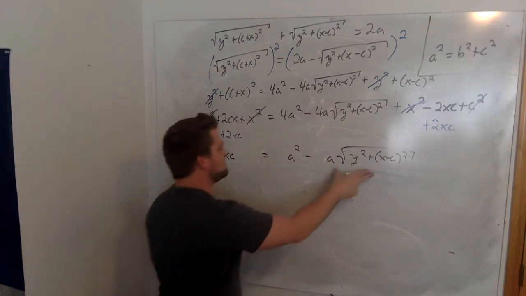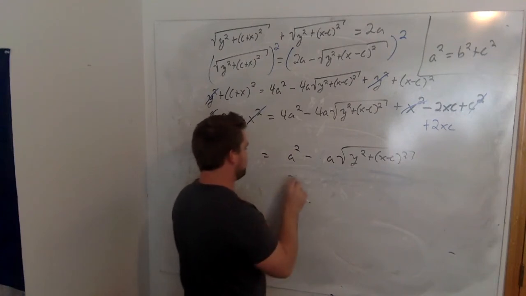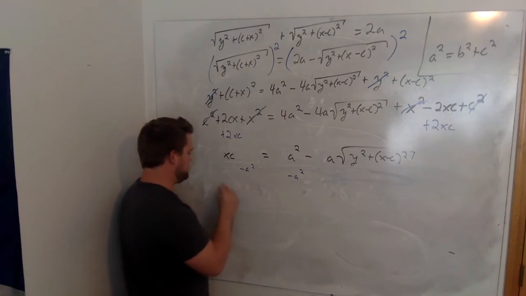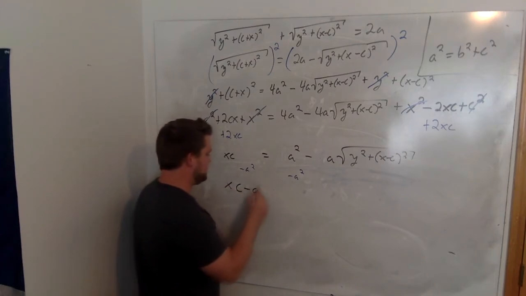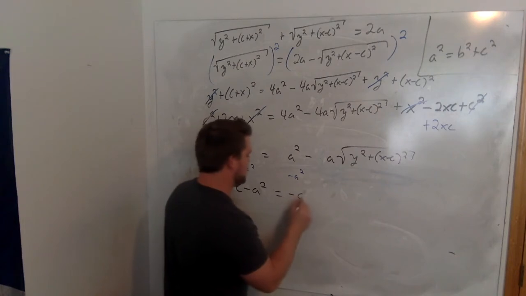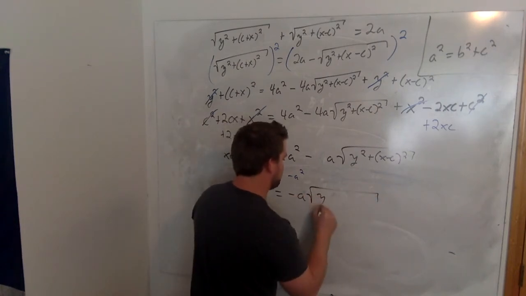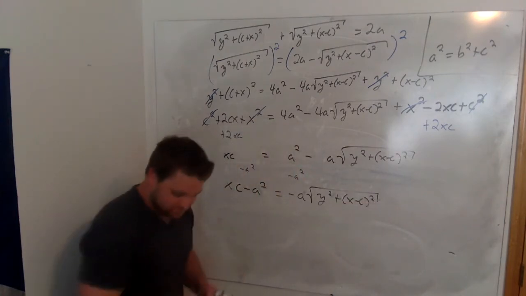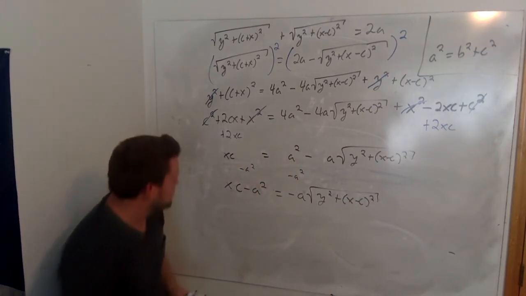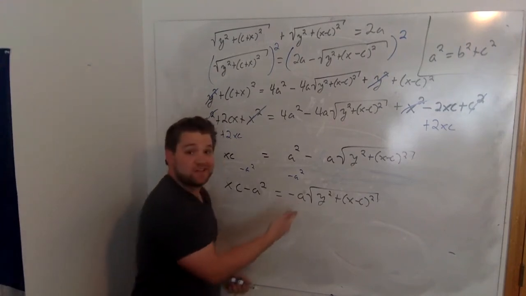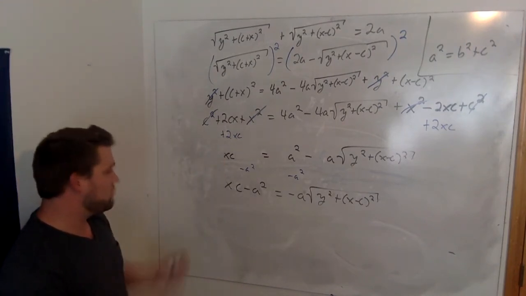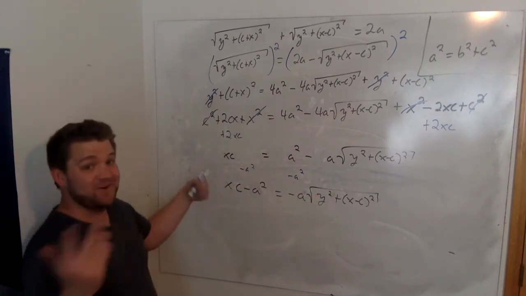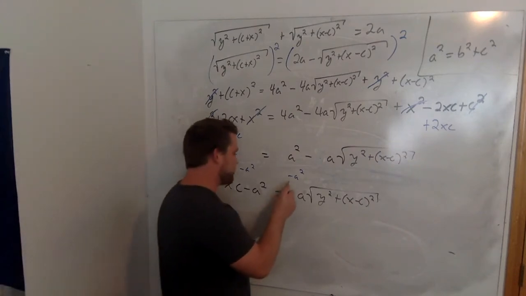And what I'm going to do is isolate this piece, so I'm going to subtract a squared from both sides. So we'll get xc minus a squared is going to be equal to negative a times the square root of y squared plus x minus c squared. So you could divide both sides by negative a if you would like, but we really just want to get rid of the square root. So what are we going to do? We're going to square both sides again.